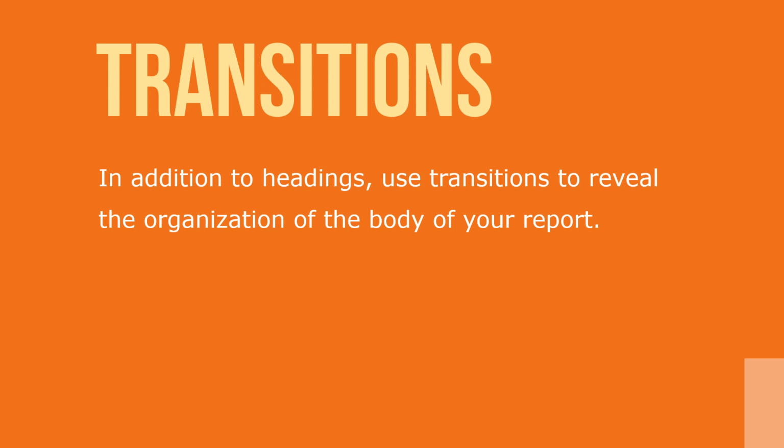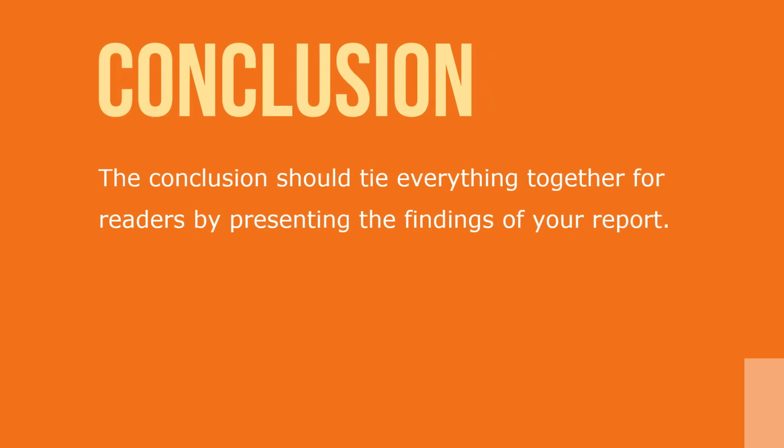In addition to headings, use transitions to reveal the organization of your body or your report. At the beginning of each major section of the body, tell the readers what they will find in that section and why. Summary sentences at the end of the section will tell readers where they have been and prepare them for any subsequent discussions. The conclusion should tie everything together for your readers by presenting the findings of your report. Findings, of course, will vary depending on the type of research you do.